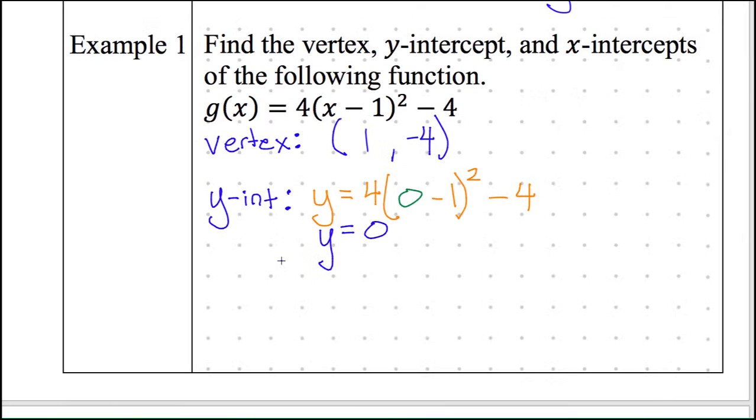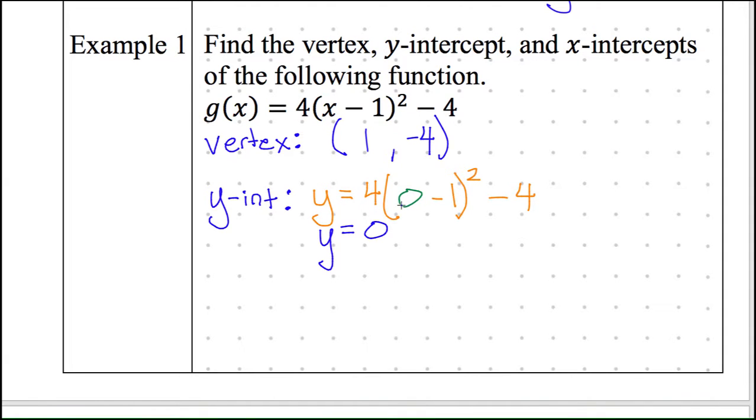These are just a lot of mental math. You do not need to show all the steps. I mean, you can if you really want to. But at this point, it's just doing mental math. 0 minus 1 was negative 1. Negative 1 times negative 1 was a positive 1. Positive 1 times 4 is a positive 4. 4 minus 4 was 0. So it just happened to be at y equals 0.